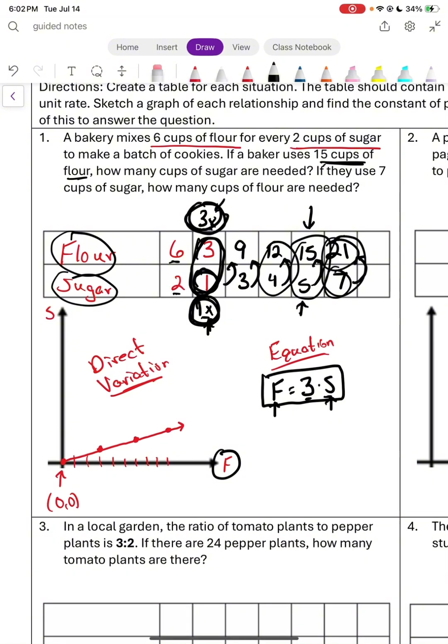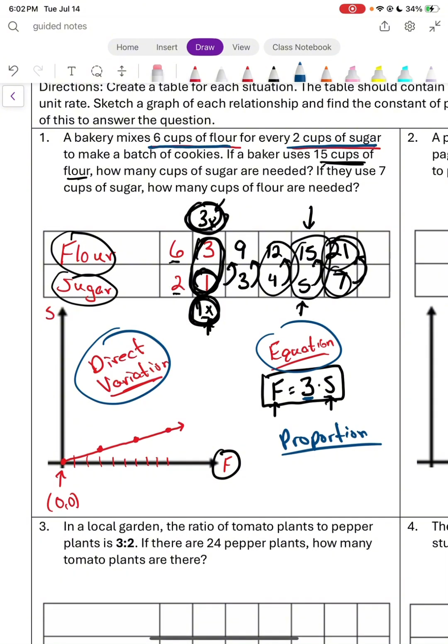Okay, the last thing I'm going to show you is, if something is truly a proportional relationship, if it's direct variation, we can come up with the equation. It's always y equals some number times the x value. Then we can solve it by also using a proportion. The first part of the question said we use 6 cups of flour for every 2 cups of sugar. What we can do is say 6 cups of flour for every 2 cups of sugar. And if it's truly a proportional relationship, we can solve it like this.